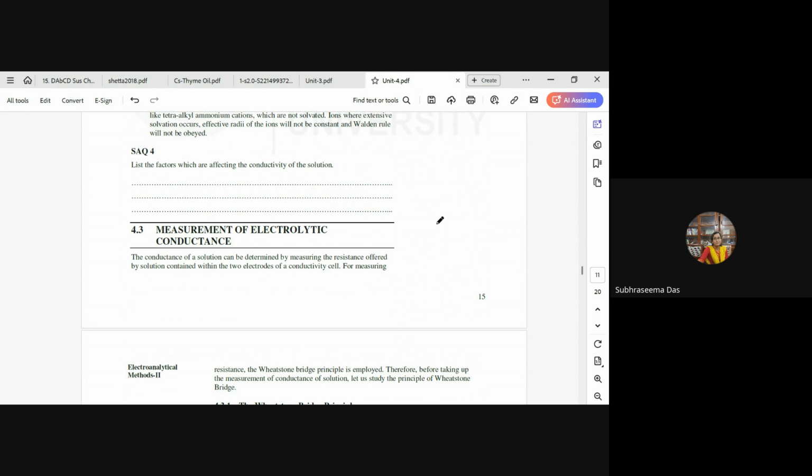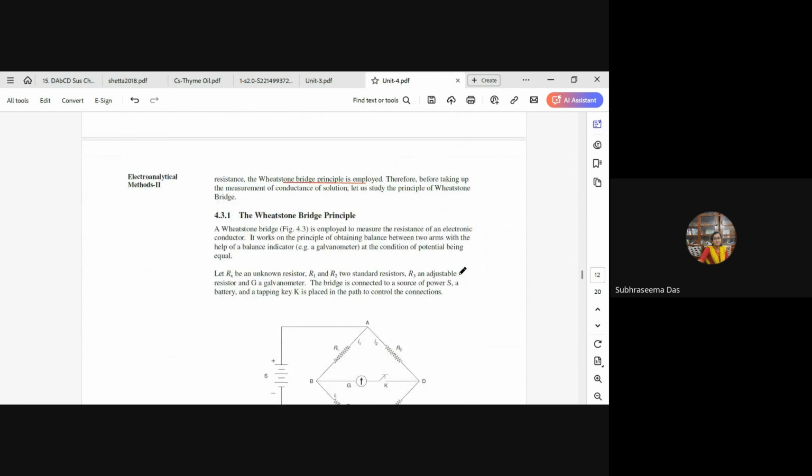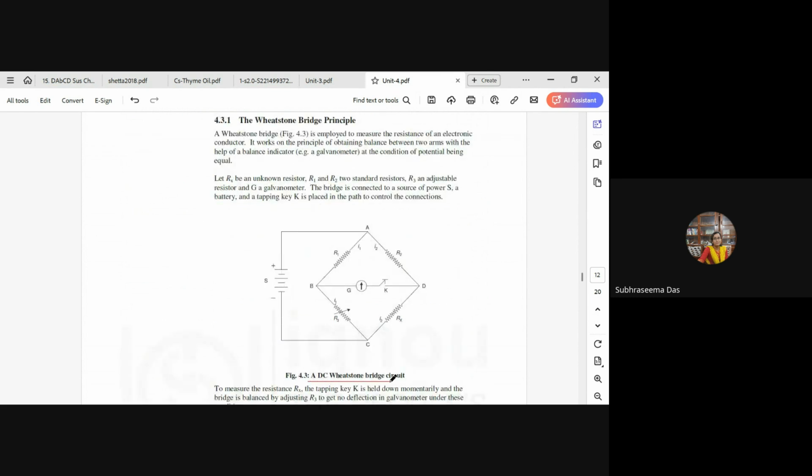Then coming to measurement of electrolytic conductance. The conductance of a solution can be measured by measuring the resistance offered by the solution contained within the two electrodes. For measuring the resistance, a Wheatstone bridge is employed. Therefore, we need to understand what this Wheatstone bridge is. A simple Wheatstone bridge is shown in figure 4.3. It is employed to measure the resistance.